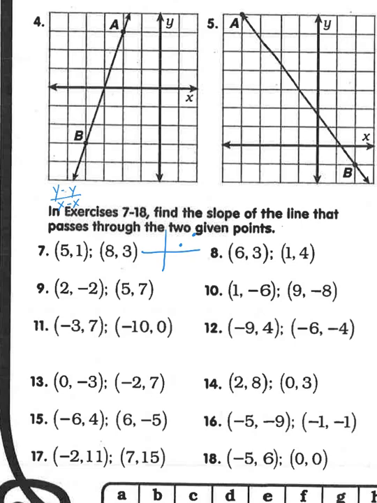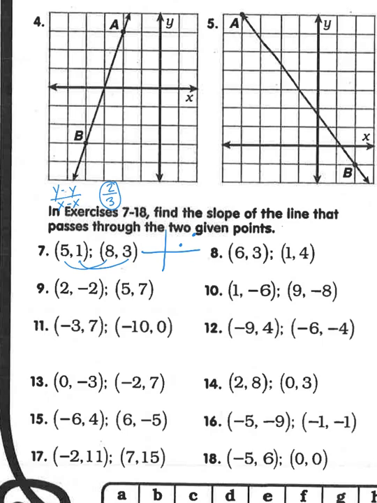Either way, I look at these two equations, or these 2 points, and my y is going from 1 to 3. So to go from 1 to 3, I'm going up by 2. To go from 5 to 8, I'm going up by 3. And that is going to be my slope, 2/3.